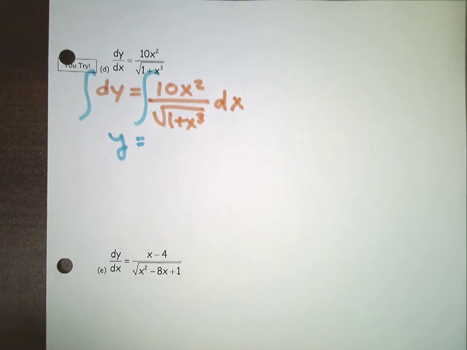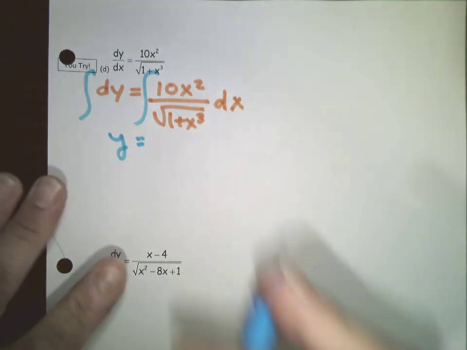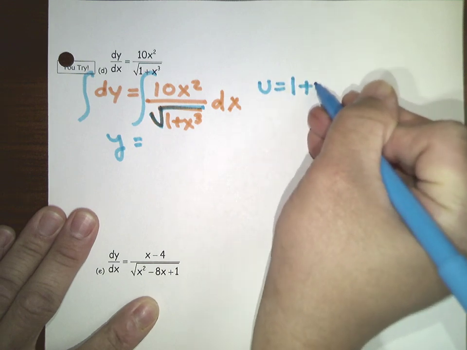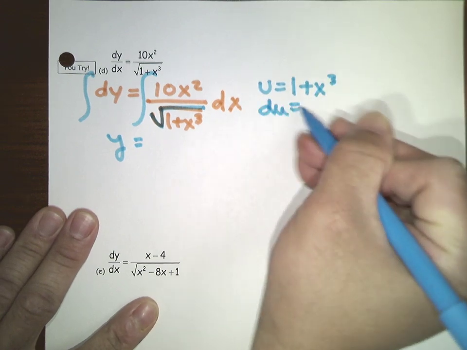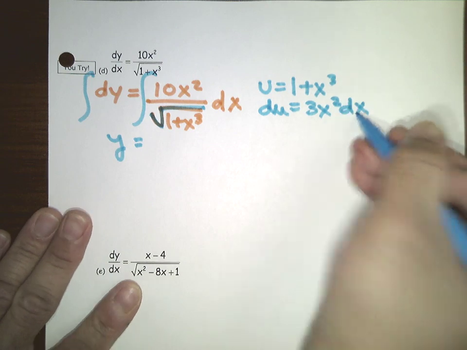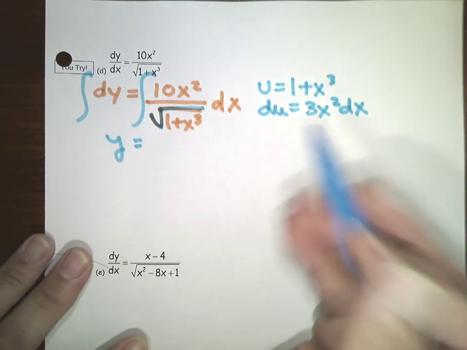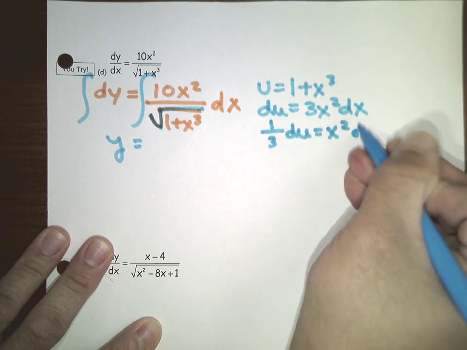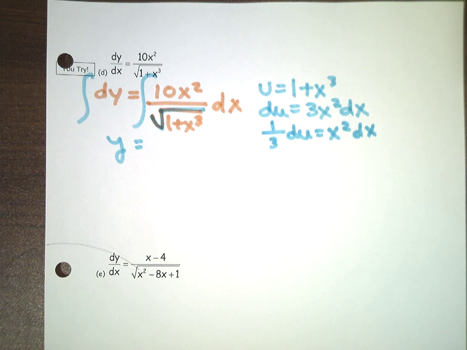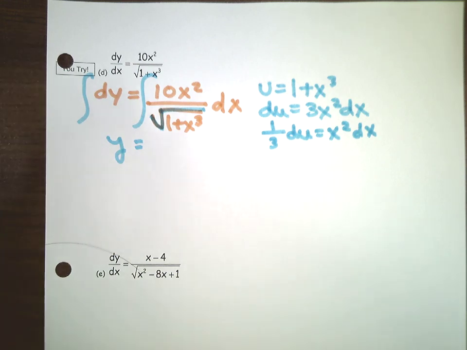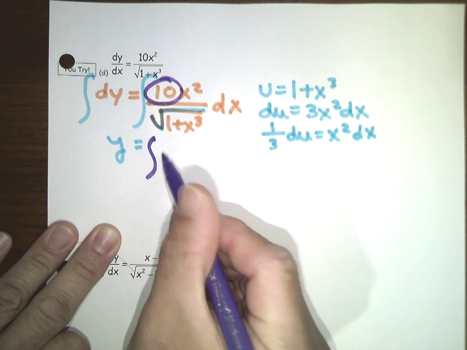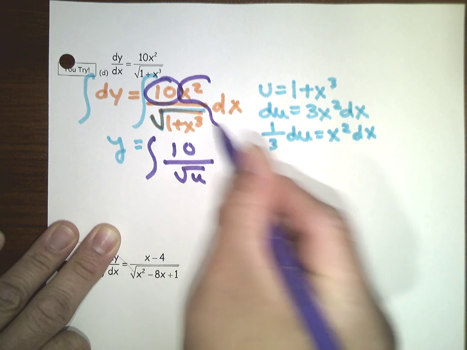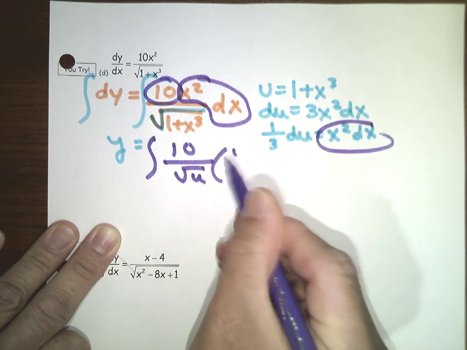I don't think that these are that difficult because this is just a u substitution. I'll let the u be what's under the square root. So u is 1 plus x to the third, and du is 3x squared dx. And then I'll divide by 3 to get 1/3 du is x squared dx. All right, so now what do I have here? Well, I have integral, and I see I have a 10, and then I have the square root of u, and then x squared dx was equal to 1/3 du.